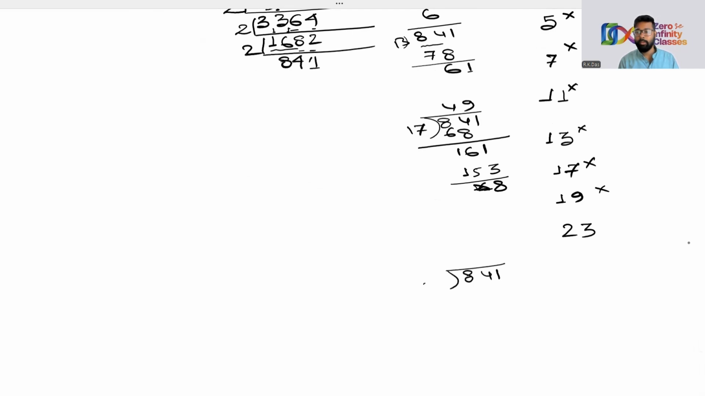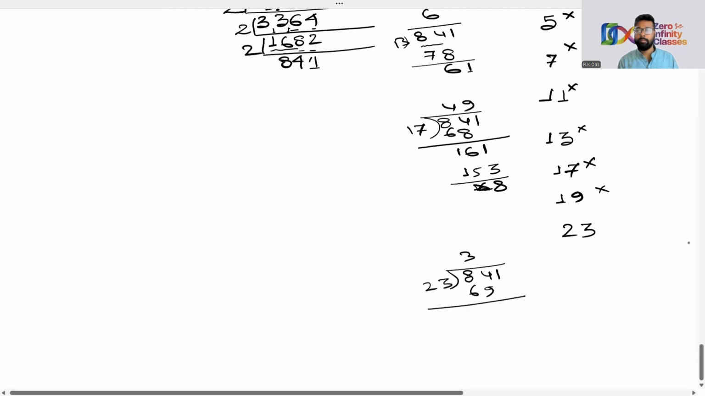841 by 23. 23 1s are 23. 2s are 46. 3s are 69. 4s are 92. So 3s are 69. 14 plus 9, 5. 151. 23 5s are 115. 23 6s are 138. Sorry, 23 5s are 115. Yes. And 6s are 138. 7s will be 161. Yes, 23 is also rejected, because we are getting 161 and the next number is 138.